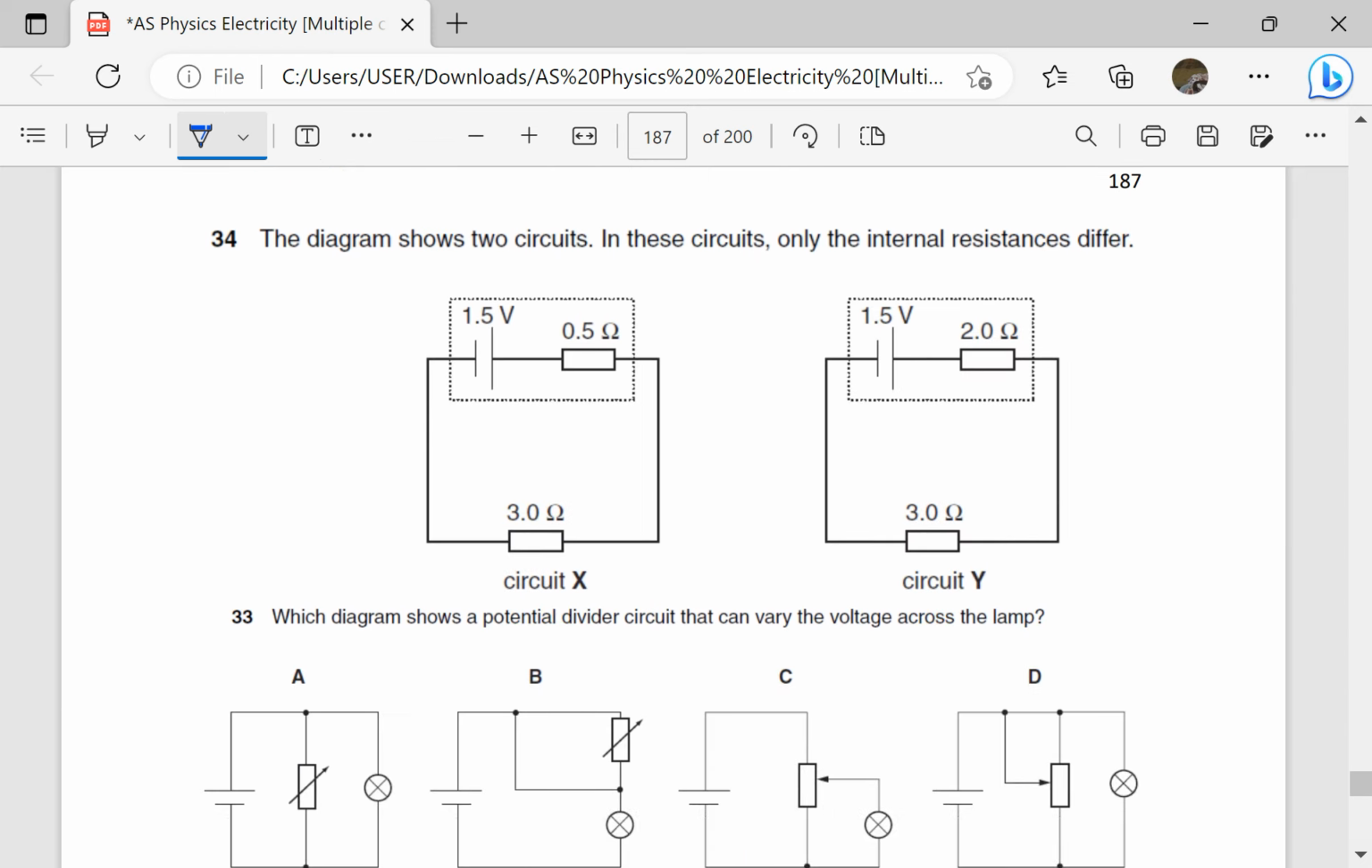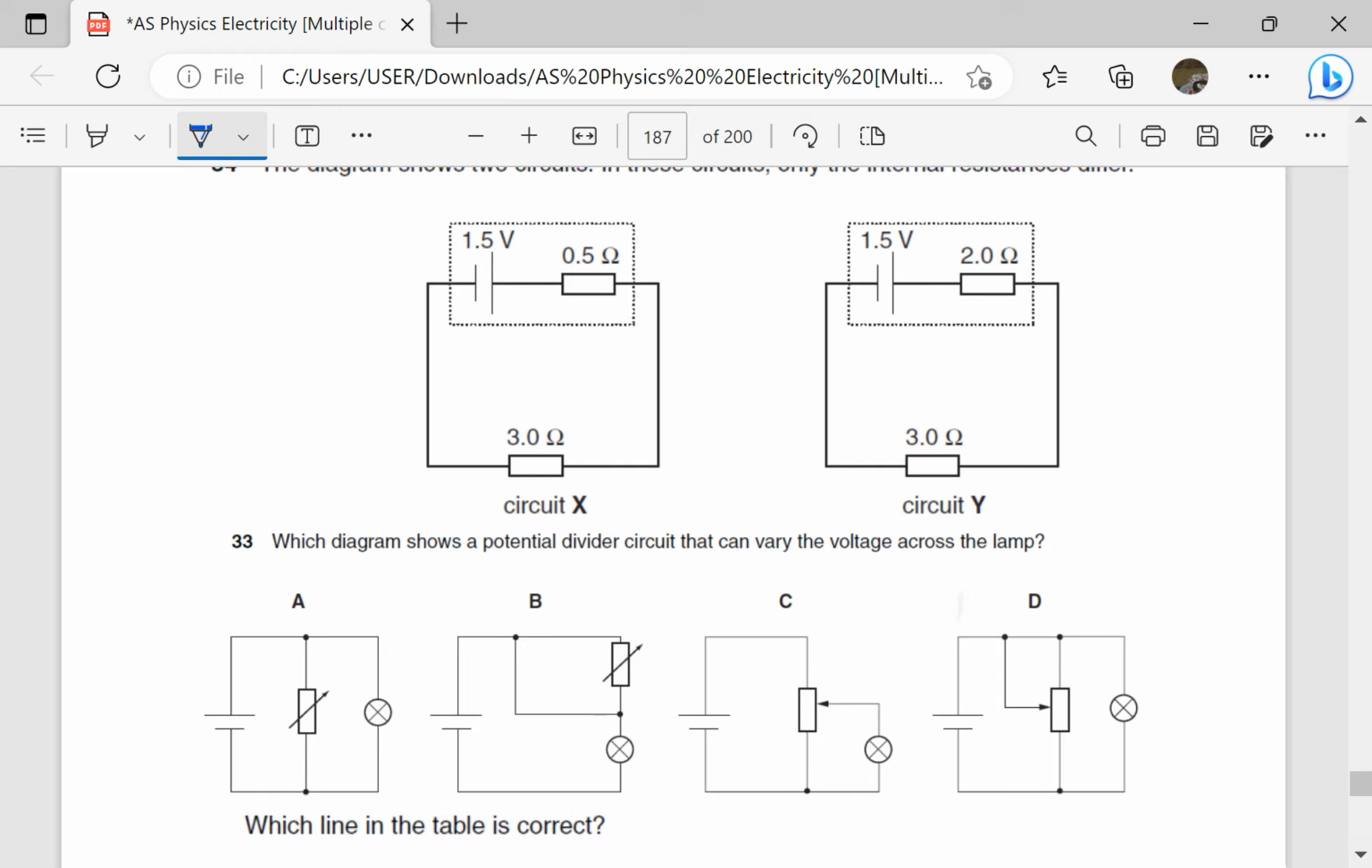The diagram shows two circuits. In these circuits, only the internal resistance differs.